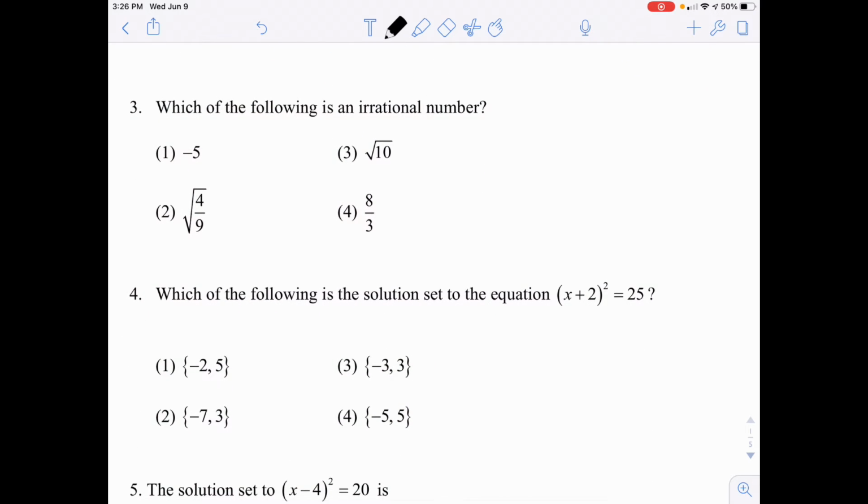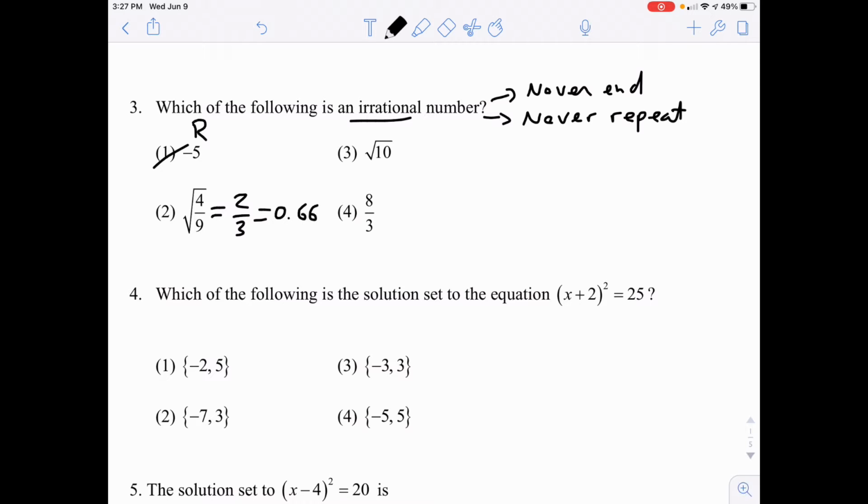Number 3, which of the following is an irrational number? Well, rational numbers terminate or repeat. Irrational numbers never end, they never terminate, and they never repeat. So 5 terminates. That's a rational number. We're looking for irrational. The square root of 4/9 would be 2/3, which as a decimal would be 0.66 repeating decimal. That is a rational number. Rational numbers repeat, remember, irrational numbers do not.